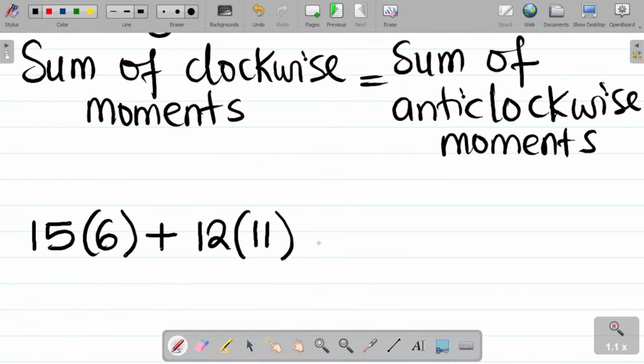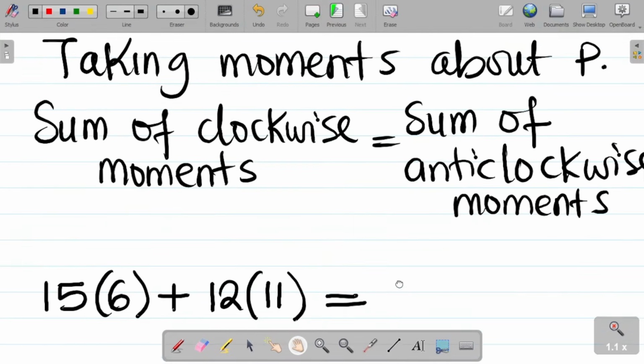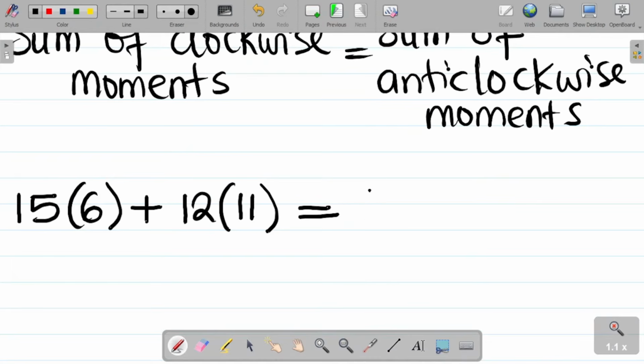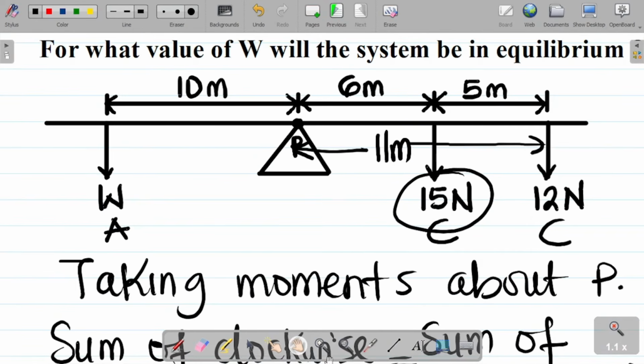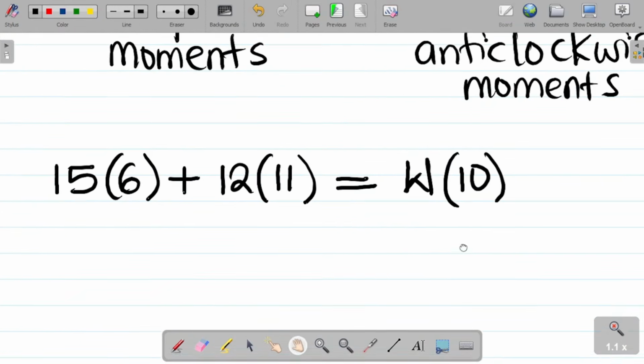This will be equal to, let's now get the anti-clockwise moments. So for anti-clockwise, you have W as your force. What's the distance from W to P? From this diagram here, we can see that from W to P, in the question, we have about 10 meters. So we have 10 meters as your distance. So this becomes W times 10 meters. All right, so we have this.